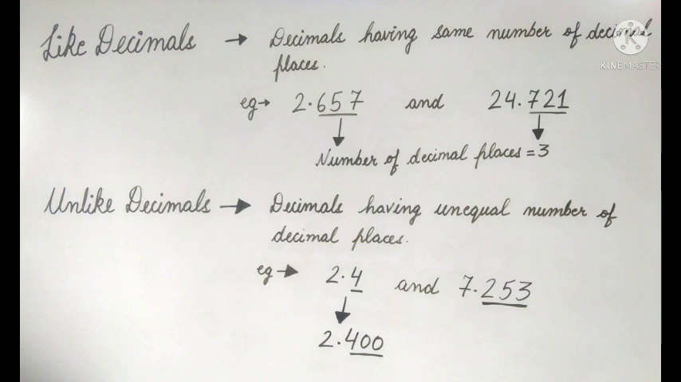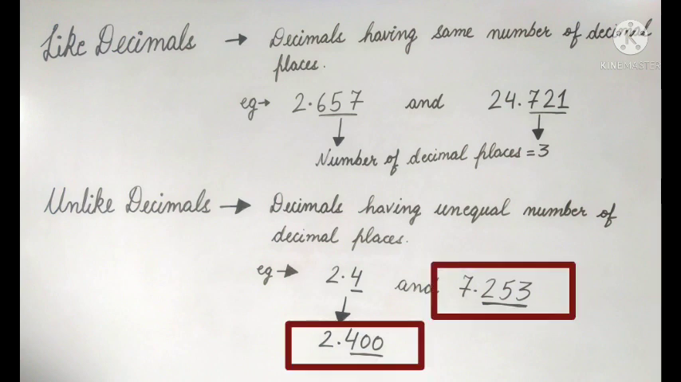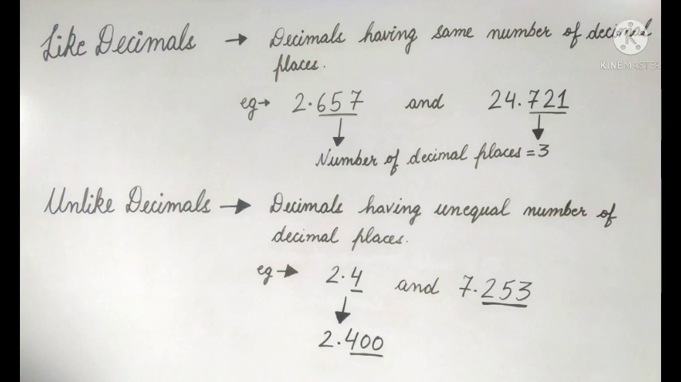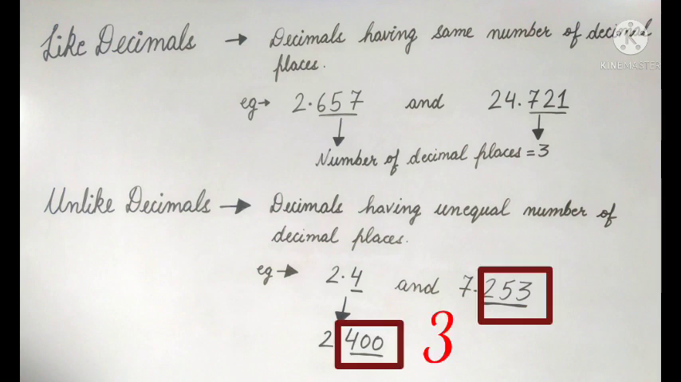But we can convert these unlike decimals to like decimals by adding zeros to the extreme right digit of the decimal part. For example, we can add zeros after 4 and the number becomes 2.400. So now we can see that these are like decimals because number of decimal places in both the cases now becomes 3.